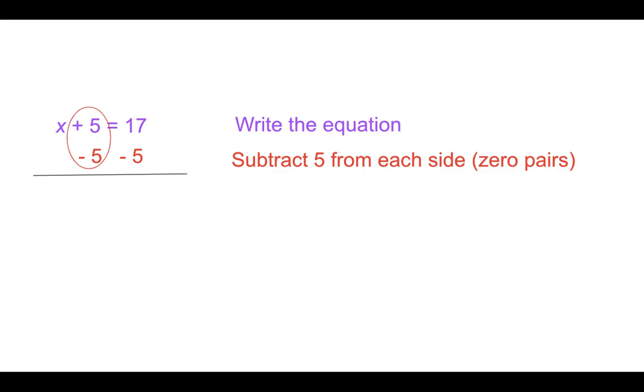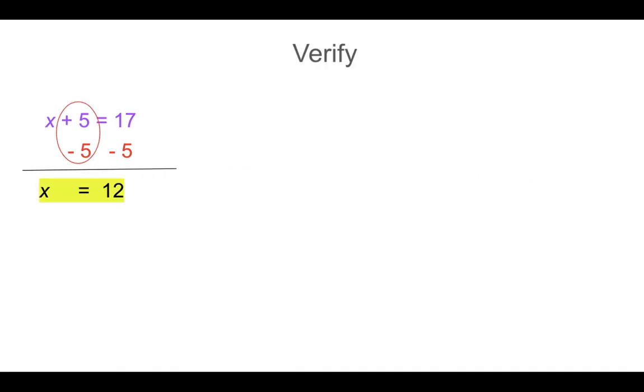So now I have isolated, or gotten, the x by itself. So when I simplify, x equals 12. Now I want to verify to make sure that this is correct. So to verify it, we're going to check to see if x equals 12 is the actual solution to this equation. So again, I'm going to check it. I'm going to write my original equation, which is x plus 5 equals 17, and I'm going to replace the x with the 12. 12 plus 5 does indeed equal 17, so we say that it has been verified, so that 12 is the correct solution.